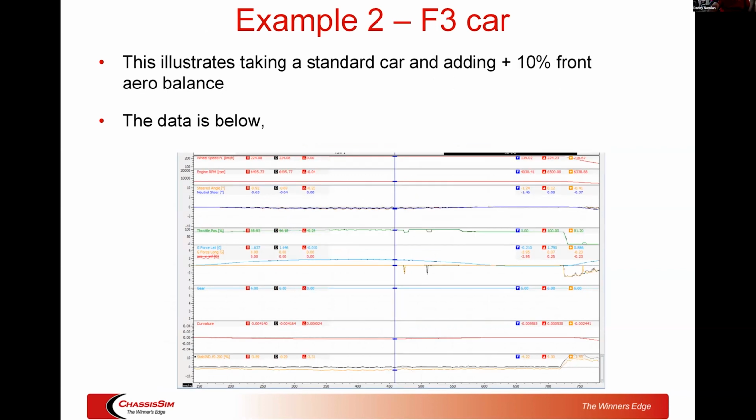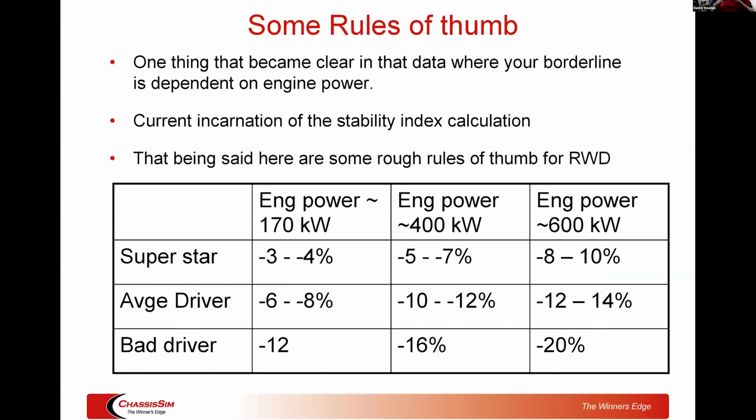Now, in terms of some rough rules of thumb, a lot of this is going to be dependent on engine power, and that's down to 2 reasons. Number one, the limitations of the stability index calculation in ChassisSim as it is right now. I do have something in there: I have formulated stability index for both longitudinal and lateral applications mixed, I just haven't had the time to implement it. So here are some rough rules of thumb of where you need to be looking in terms of the stability index when it comes to driver training and when it comes to tuning for handling.